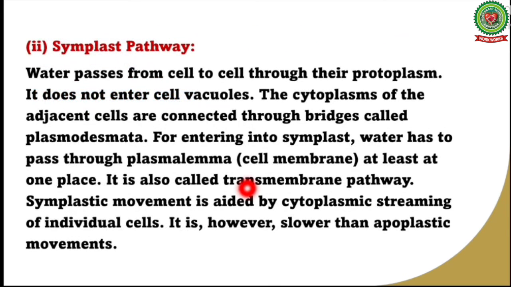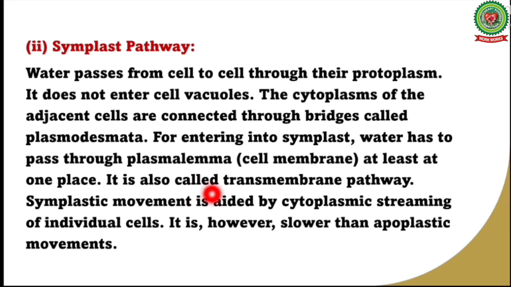Next is symplast. Water passes from cell to cell through their protoplasm. It does not enter cell vacuoles. The cytoplasms of the adjacent cells are connected through bridges called the plasmodesmata. For entering into symplast, water has to pass through the plasma lemma, also called cell membrane, at least at one place. It is also called transmembrane pathway.